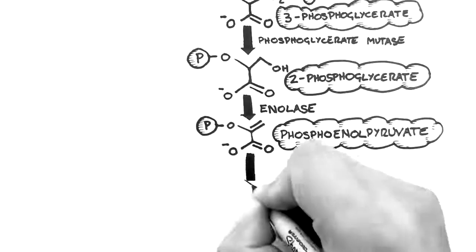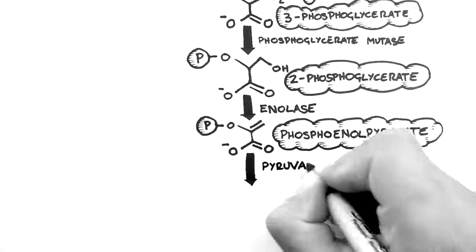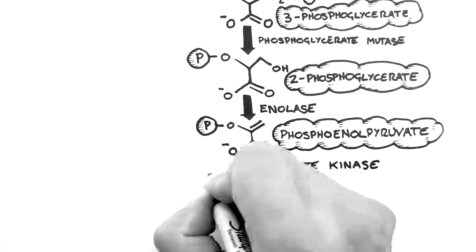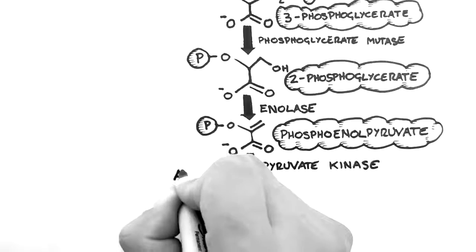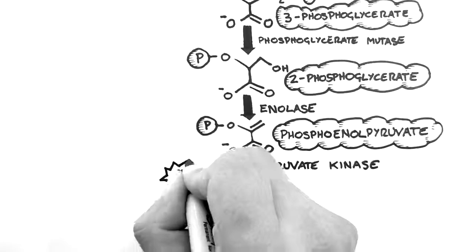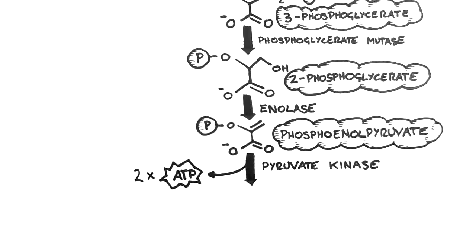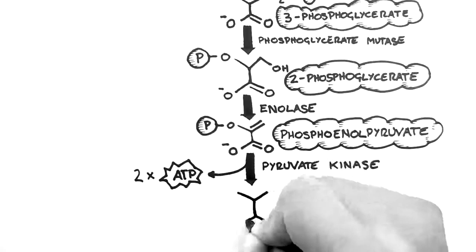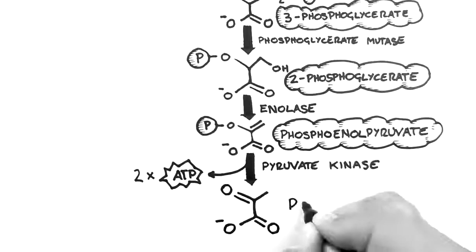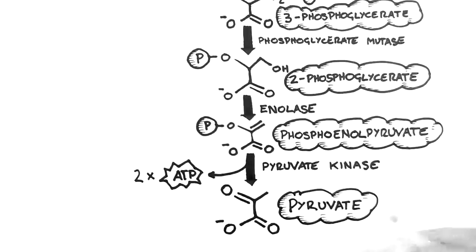The final enzyme of glycolysis is pyruvate kinase. And this kinase is also going to remove phosphate groups from the molecule, attach them to an ADP and create ATP. Again, two of these are created because two phosphoenol pyruvates will be created for every glucose molecule. This finally leaves us with pyruvate, which will be the substrate for the TCA cycle.